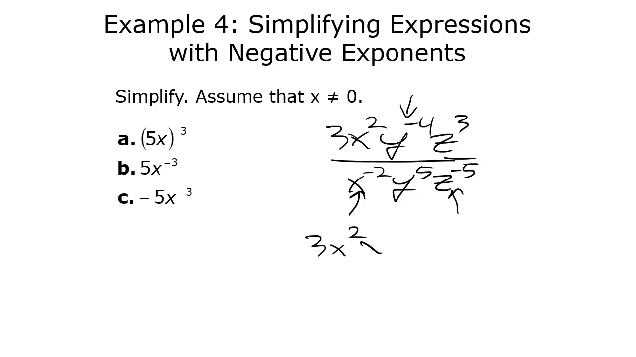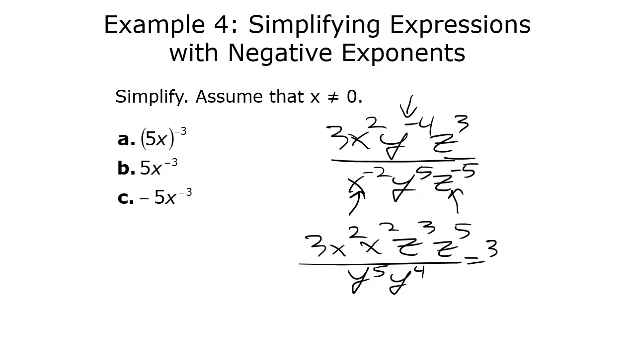So now we have 3x squared. This one comes up. We've got another x squared. This y goes away. So we've got z cubed, and then this z comes up, z to the 5th. And then on the bottom, this one went away, this one went away. We've got the y to the 5th, and then we've got the other traitor, the y to the 4th that came down. And then we can combine everything: 3x to the 4th, z to the 8th, all over y to the 9th.